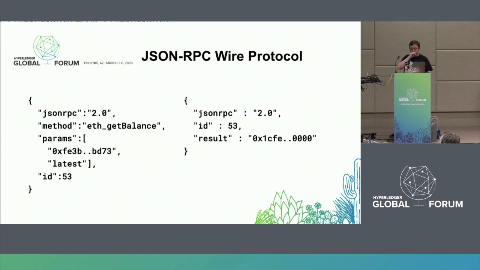So here's a quick look at what a JSON-RPC wire protocol request looks like. It's really simple. Here's the method, here's the parameters, and this ID is used to multiplex in case you want to do multiple calls and not have to wait for the results. So we want to know the get balance of this particular query. It comes back that your balance is 1CFE, some big, long 18-digit number.